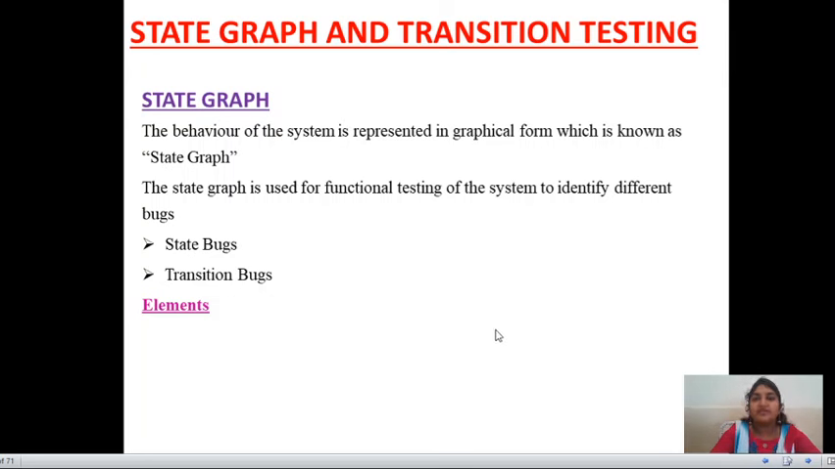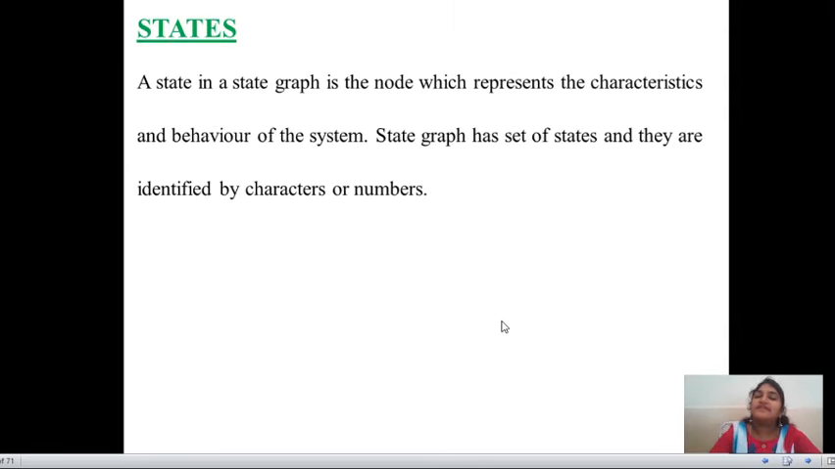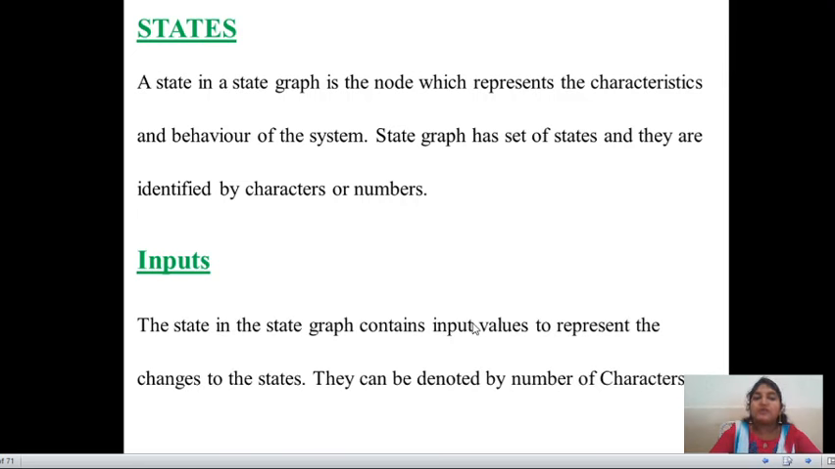So what are the elements used in the state graph? The first one is states, then inputs, transitions and outputs. First, what is meant by states? A state in the state graph is a node which represents the characteristics and behavior of a system. A state graph has a set of states, identified by characters or numbers. State is nothing but the characteristics and behavior of a system. When the system behavior changes, the state also changes.